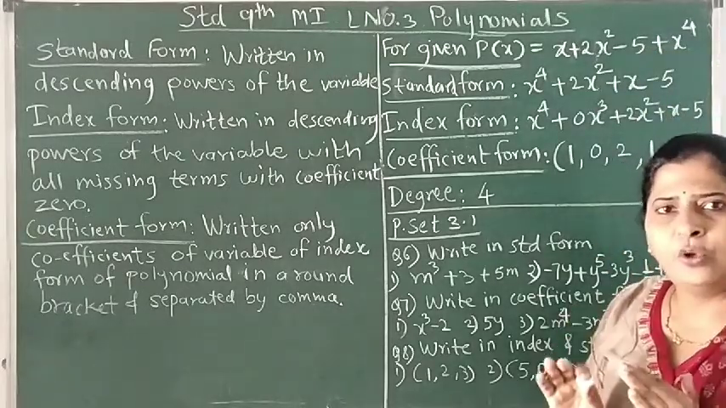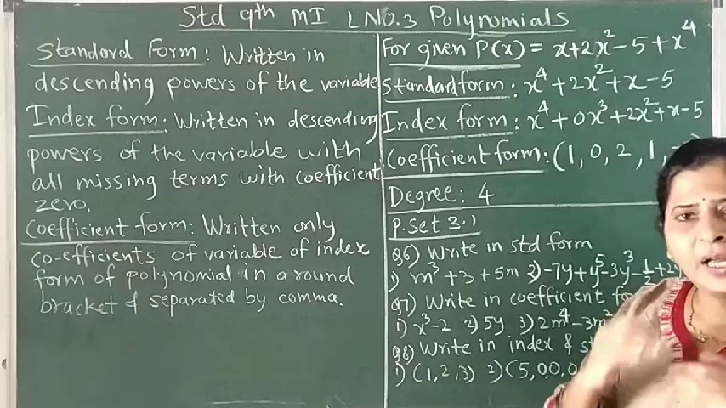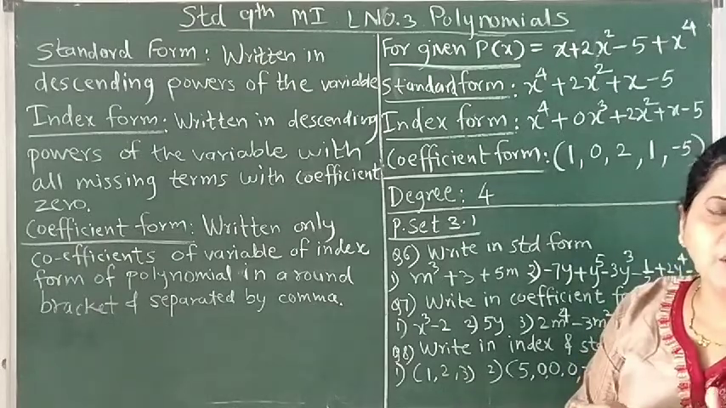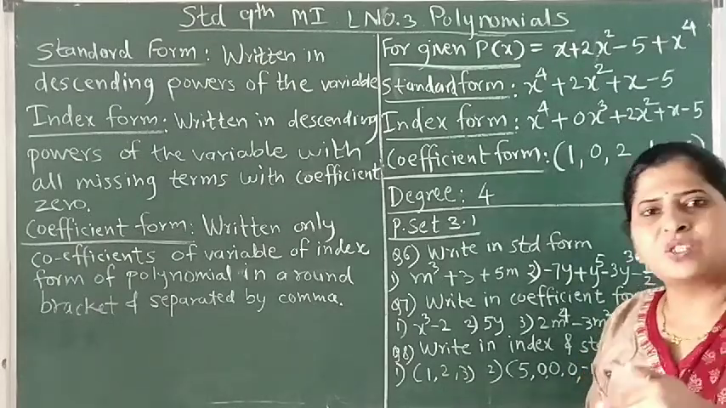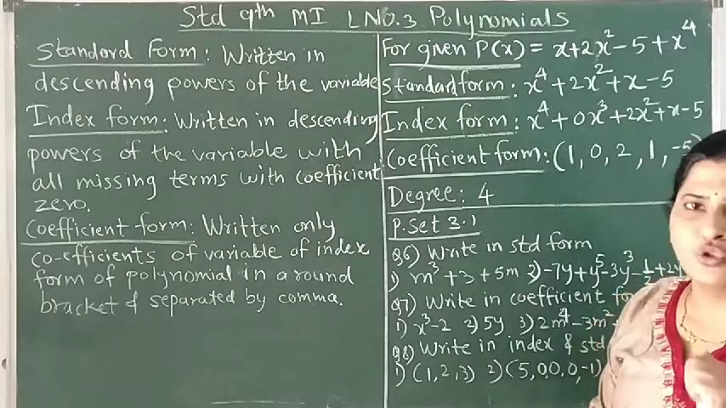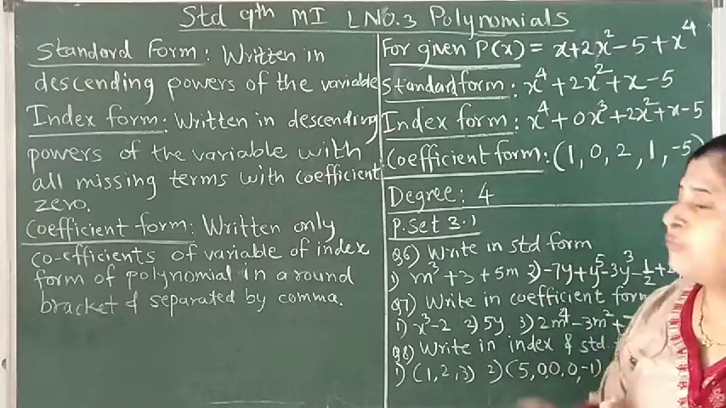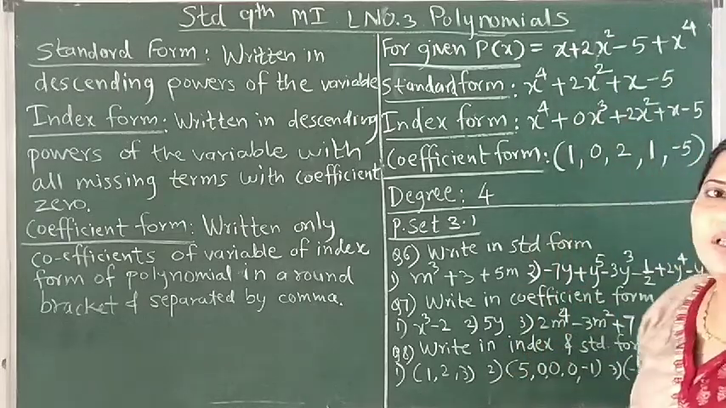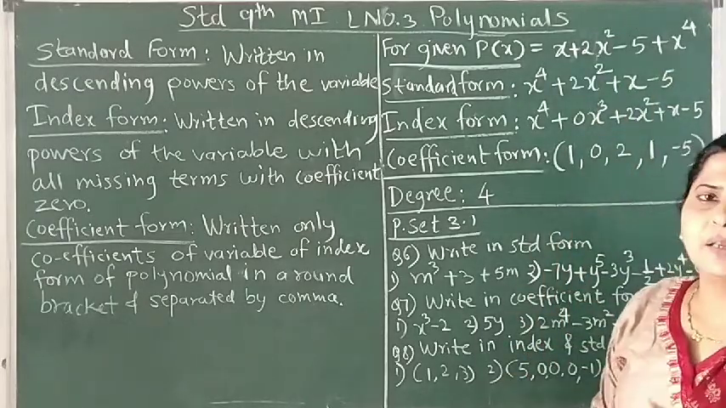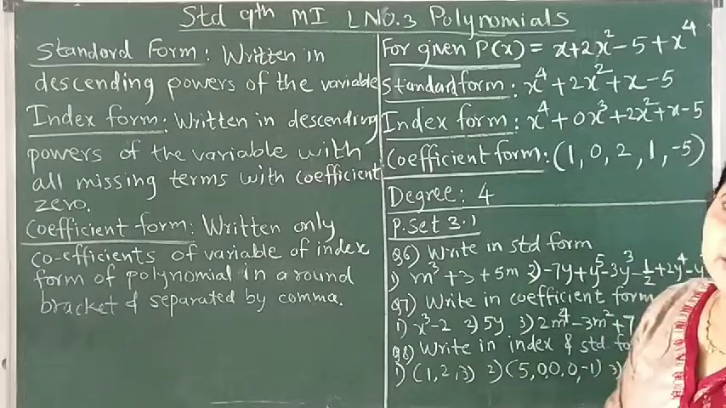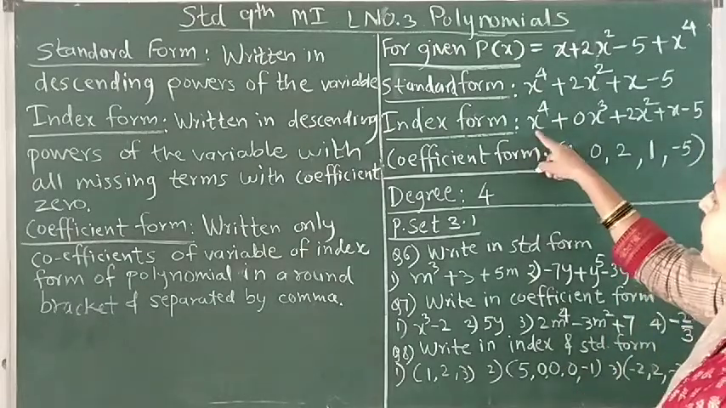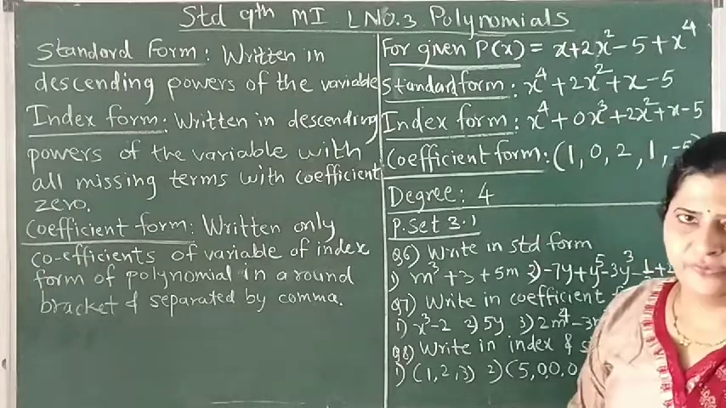Whatever degree you have, you should have one term extra than the degree. So degree plus 1, that many terms you should have. So if the degree is 4, then there should be 5 terms. If we have fewer than that, it means that many terms are missing, and those terms we should write in the index form with 0 as a coefficient.